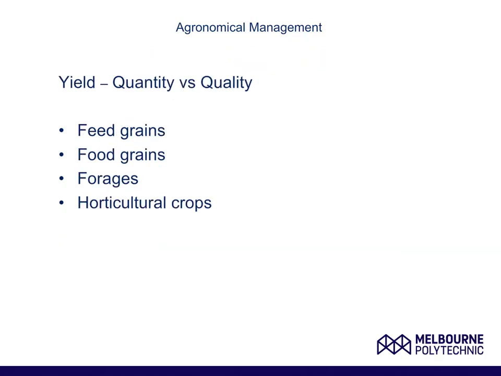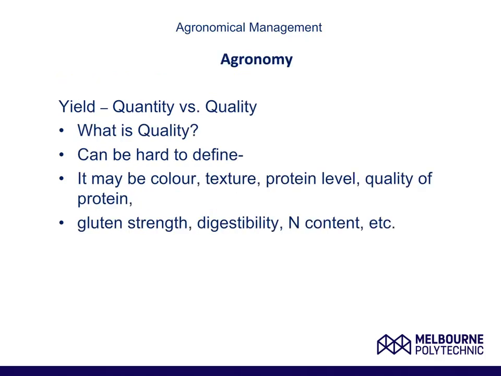Comparing yield and quality, some examples of this balance include feed grain production, human food grain production, forages, and many horticultural crops. You need to look at the quality versus the quantity. There's often a compromise in agronomy between the highest, largest or best yields that you can obtain and the best quality output that you can obtain. And it's not the same for all crops.